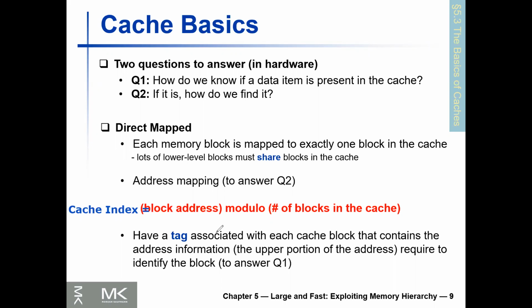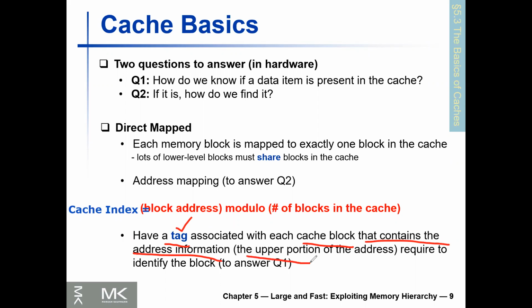But how would we know whether the data available in the cache is the correct one or not? Because multiple addresses can be mapped there. In order to check whether the data present there is the same one we are looking for, or from a different address, we have one more field, which is called the tag field. Each cache block has a tag field that contains the address information.